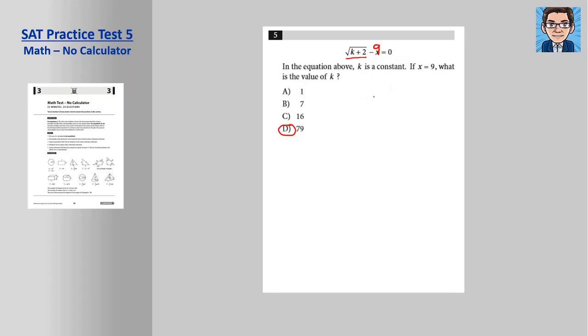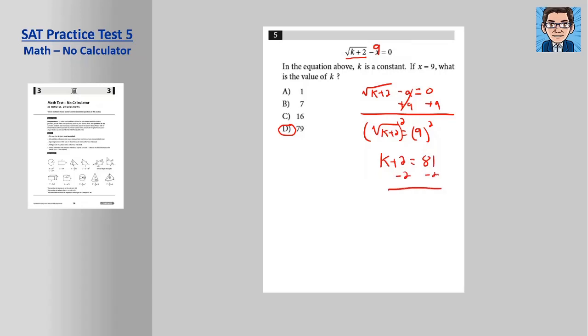So if we were to solve this, what we would do is add 9 to both sides. Now to get rid of a square root, we're going to square. So we square both sides. K plus 2, the square root of it squared is just going to be k plus 2. We square the 9 and we get 81. Subtract 2 from both sides, and we get k equals 79. So another approach to get the same answer.